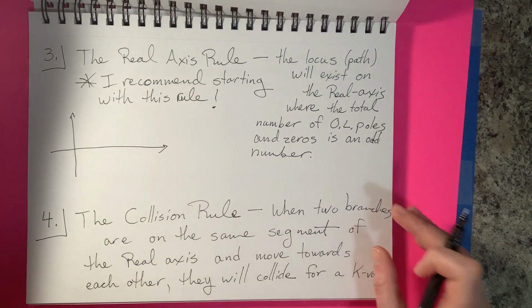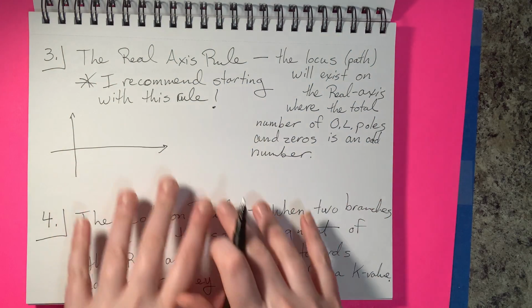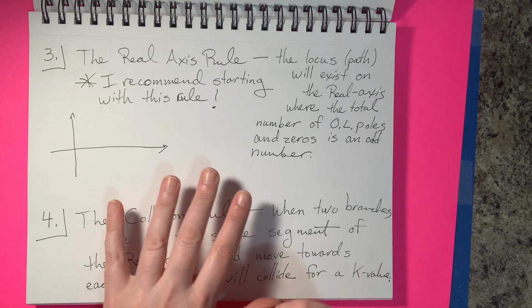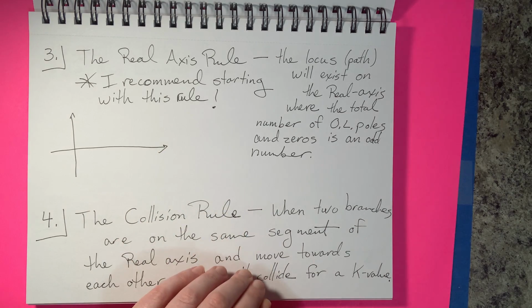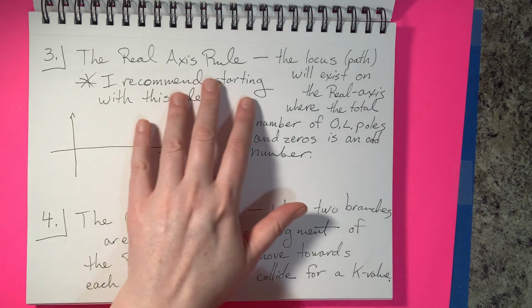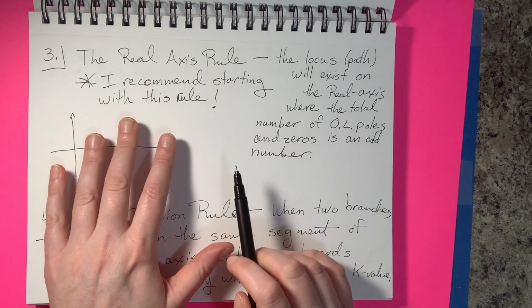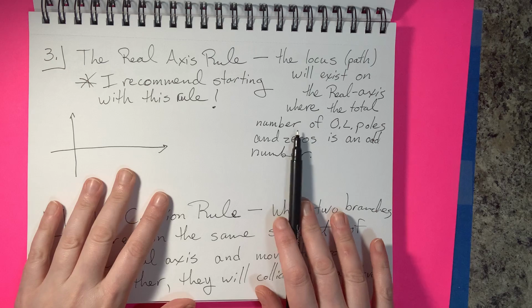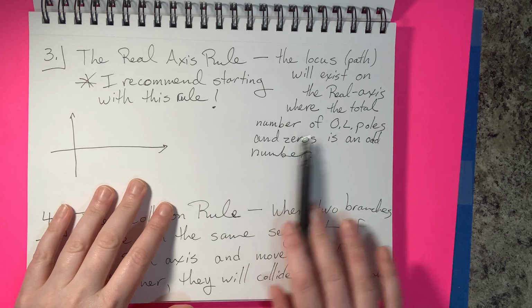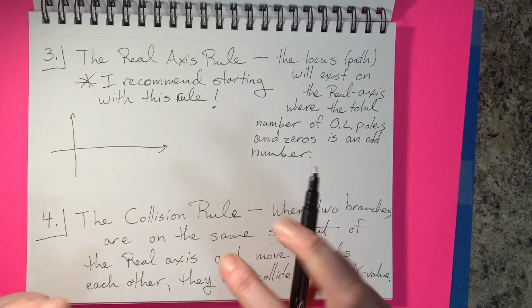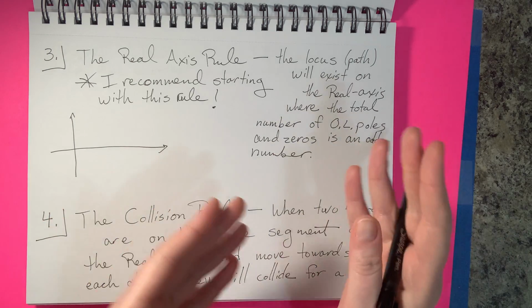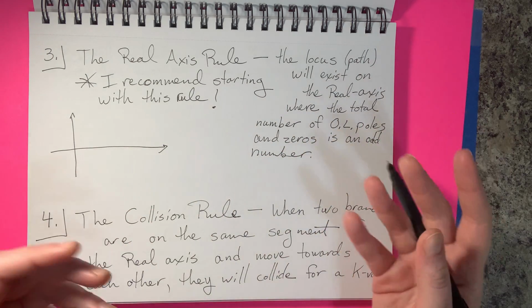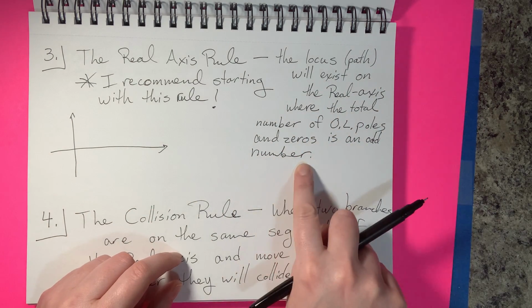Okay, number 3. This is my personal favorite rule because it is useful in almost every example that we do. The real axis rule states that the locus path will exist on the real axis where the total number of open loop poles and zeros added together, that total number, not their values, but if 1, 2, 3, how many poles and zeros you have, is an odd number.